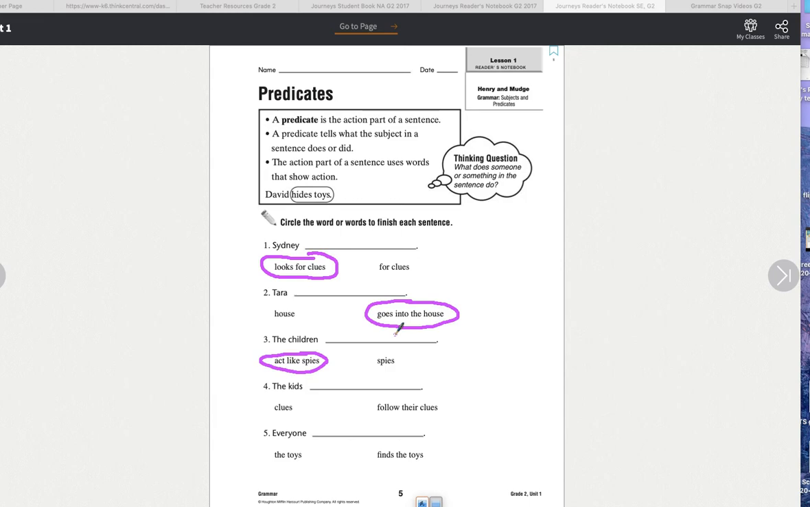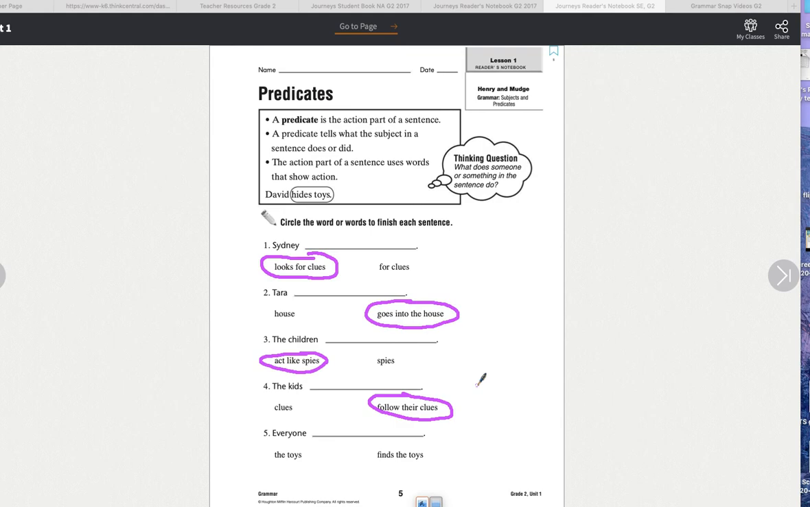Thank you. Number 4, the kids is our subject. The kids' clues or the kids follow their clues. What do you think, Yanessa? The kids' clues or the kids follow their clues? Kids follow. Fantastic. The kids follow their clues. So let's circle that one. The kids follow their clues.